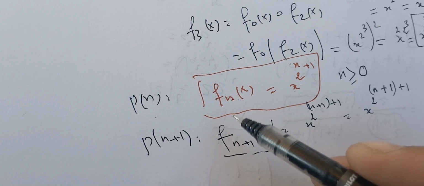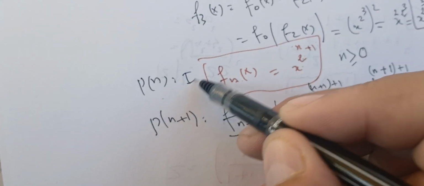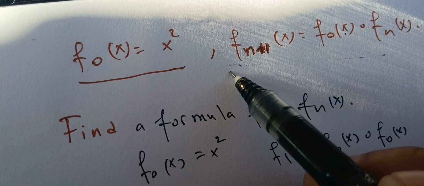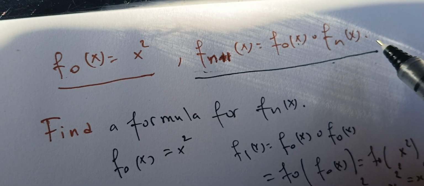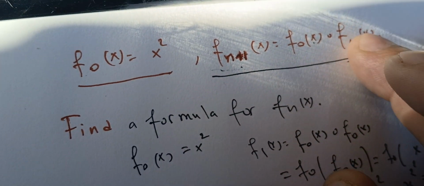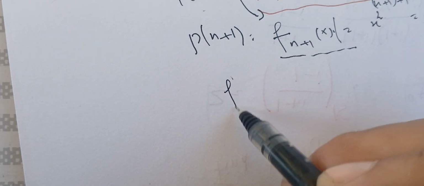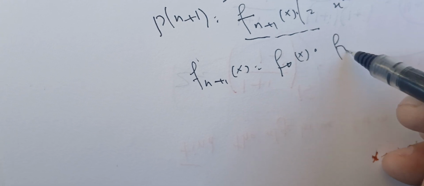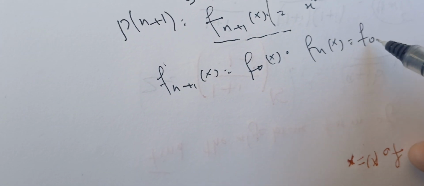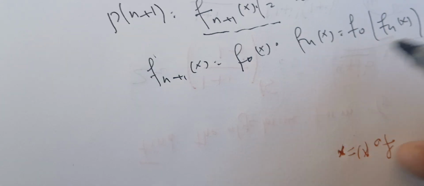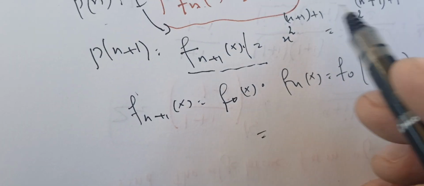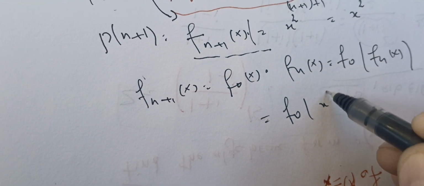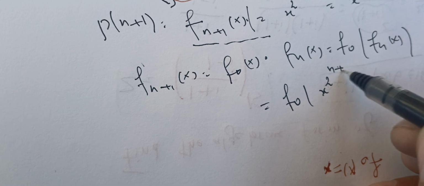What means do I have to link the induction hypothesis with this one that I want to prove? I have a recursive relationship, this one here. So this is linking the induction hypothesis with this one. Okay? So I have fn plus 1 of x is f0 of x composed with fn of x. Using the definition, this is just f0 of fn of x. Now, I know the formula for this one. It's given by this. So this gives me f0 of x to the power 2 to the power n plus 1.